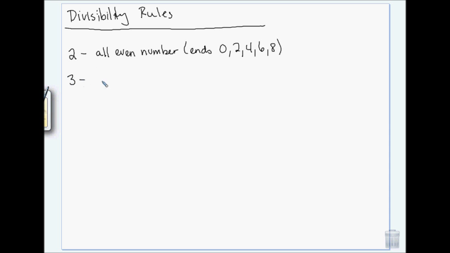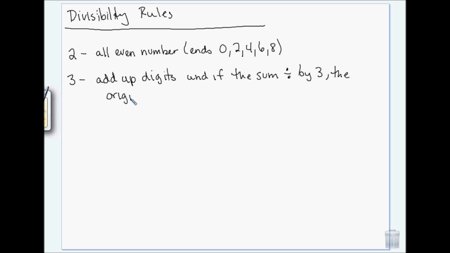Okay. The rule for 3 is you add up the digits. You add up the digits of the number you're trying to decide if it divides by 3 or not. If the number that you get when you add up the digits will divide by 3, then the original number divides by 3. So just as an example, if I take 129 and I want to know, does this divide by 3? I add 1 plus 2 plus 9, which is 12. 12 does divide by 3, so 129 will divide evenly by 3.